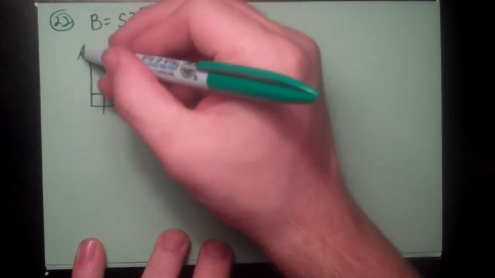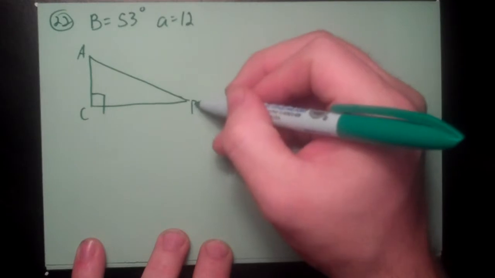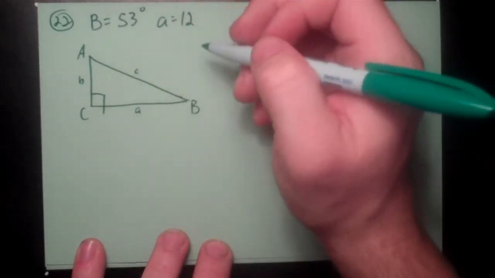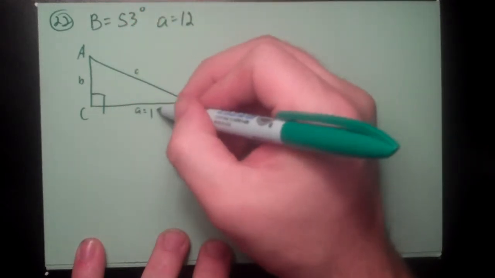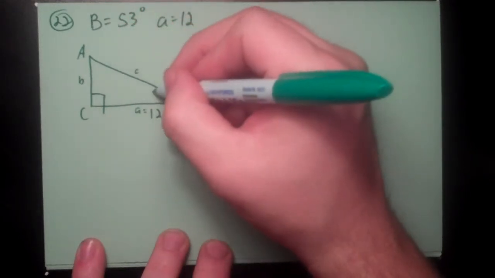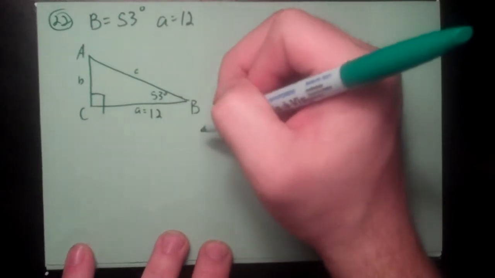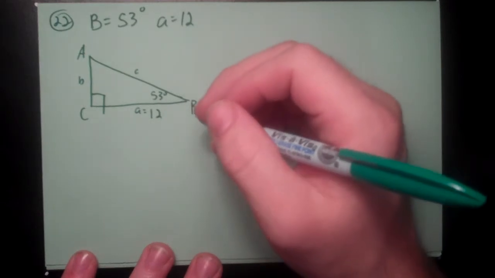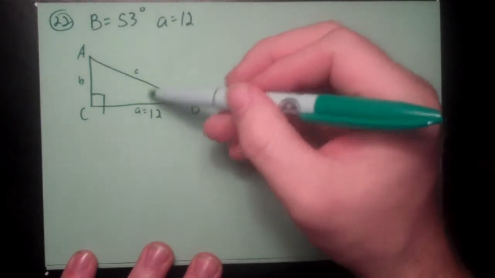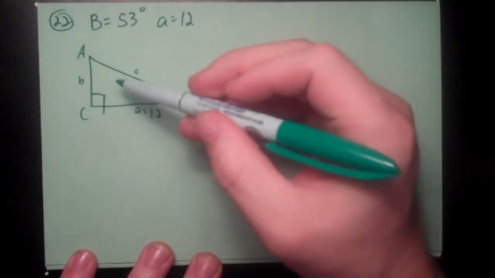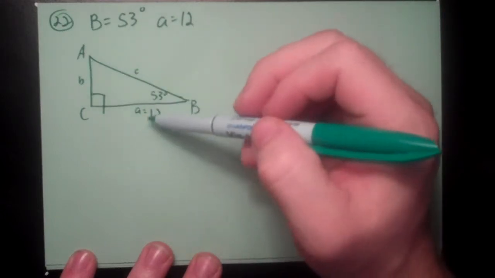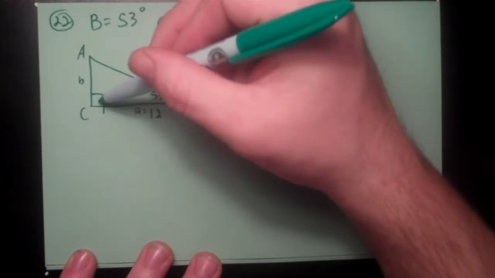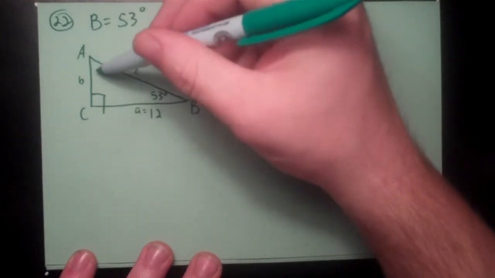90. This one's A, C, B, and then the sides would be little a, little b, and little c. And little a is 12, and capital B, that angle, is 53. And they want us to solve this triangle. So you can see that you know this angle and you know this side, but you don't know this angle or these sides.